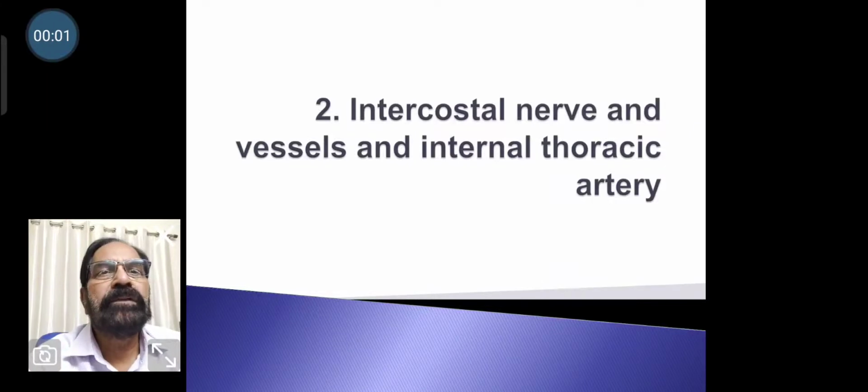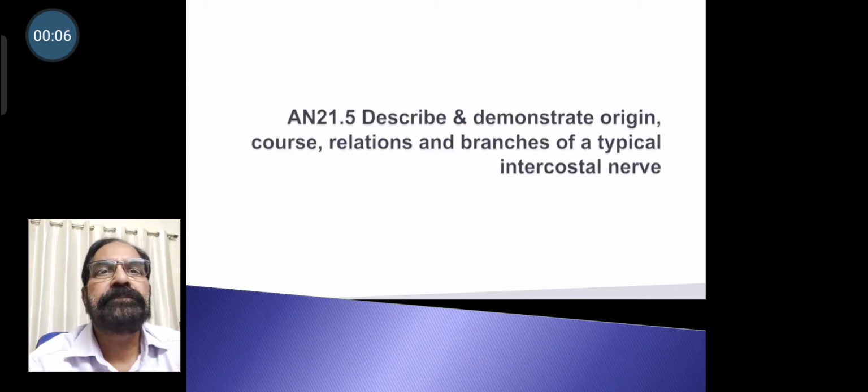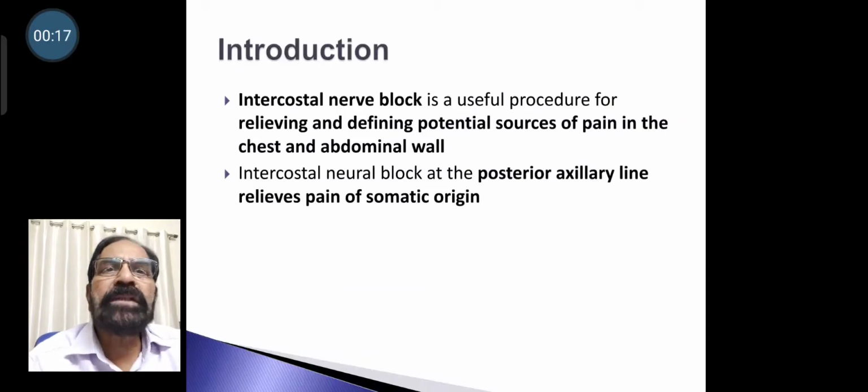The intercostal nerve and vessels and internal thoracic artery. So in this we discuss the competency, that is course, relations, branches of a typical intercostal nerve. Intercostal nerve block is a useful procedure for relieving and defining potential sources of pain in the chest and abdominal wall. Intercostal nerve block at the posterior axillary line relieves pain of somatic origin.